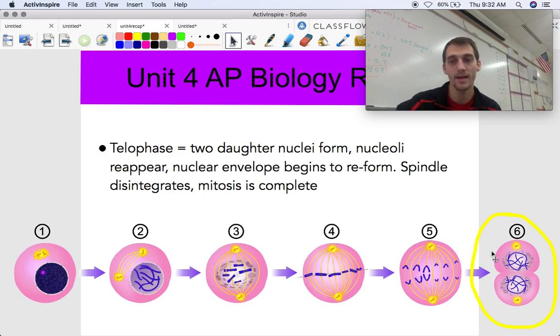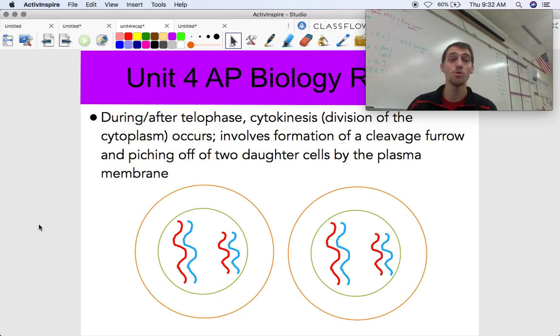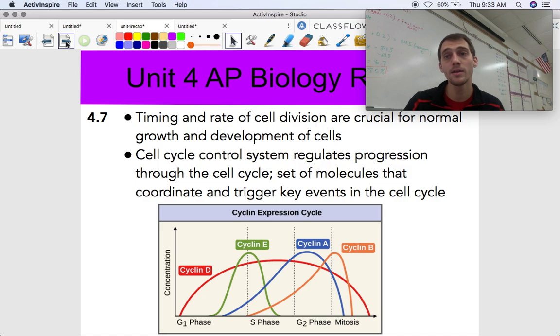All right, so check it out. We have two almost cells here. When they actually become cells, it's called cytokinesis. That happens towards the end of telophase and after telophase, where the rest of the cytoplasm, all the other stuff in the cell, gets split up between the two. That involves the formation of a cleavage furrow, which is like a pinch between the two plasma membranes of the cell, pinching off the two daughter cells. So that is cytokinesis. All right, last topic here.